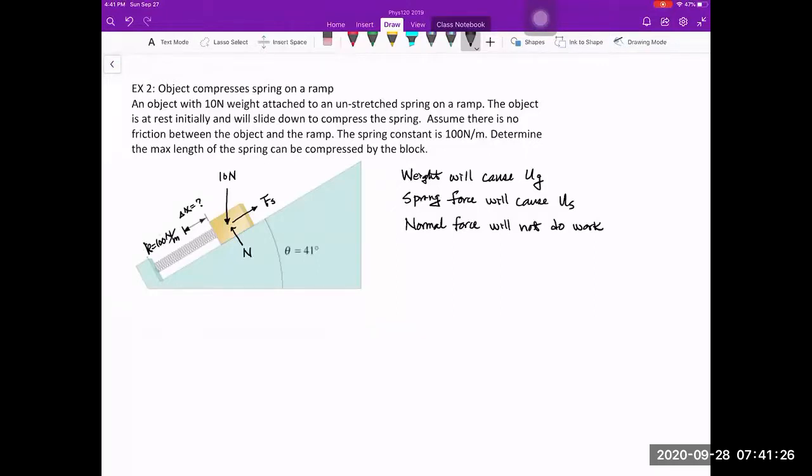Then let's look at the equation that we had before. We say work is equal to the change of U sub g plus the change of U sub s. Because we don't have any work, we can make this one equal to 0. If we do consider the friction force, then you will have some work, because the friction force will do work.